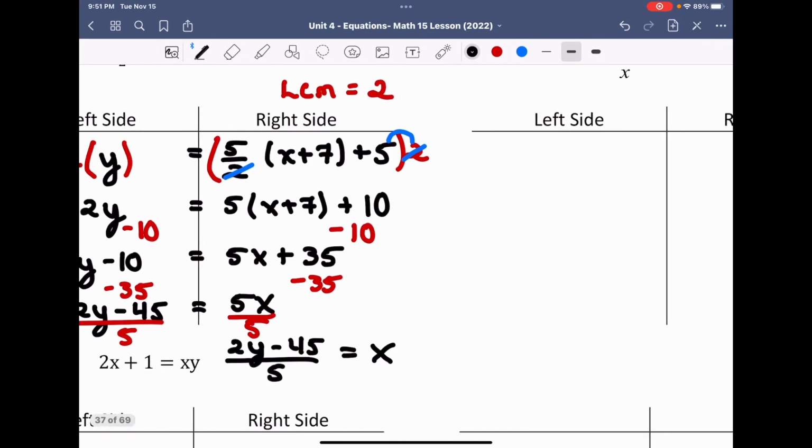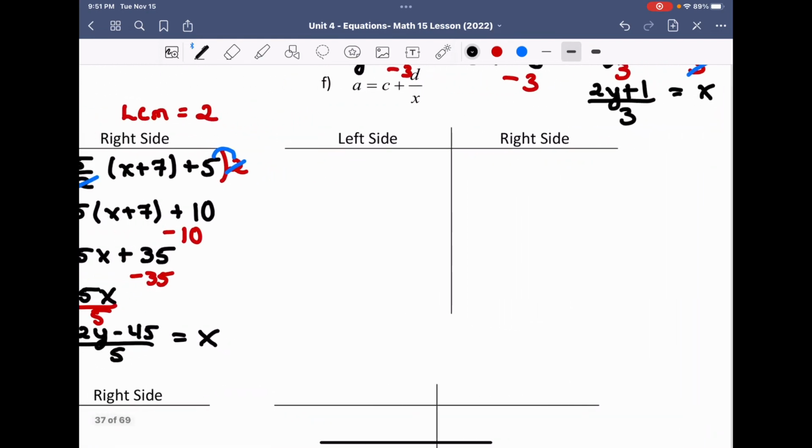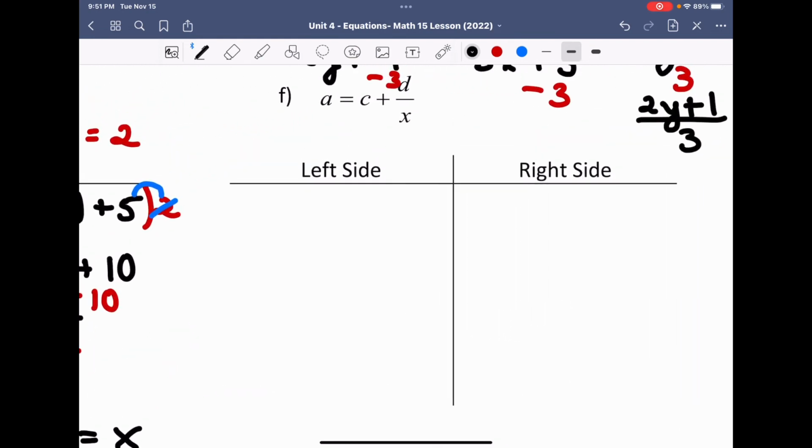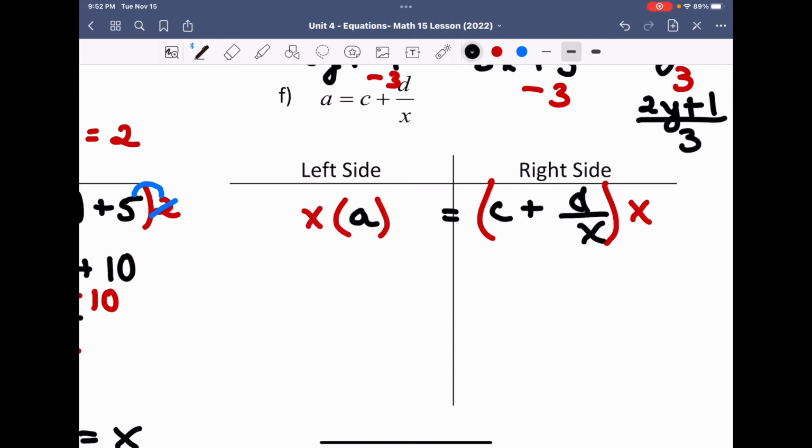Okay. Now, let's consider the example here. We have a is equal to c plus d over x, and we want to isolate for x. Well, there's 4 variables going on, but we want to isolate for x. Here's how we can do it. We're going to write the original a is equal to c plus d over x. We know that x is an LCM. So I'm going to multiply all sides by x in order to get that x out of the denominator. My left side becomes a times x is equal to x times c is cx, and then d over x times x, those x's cancel, and I'm just left with plus d.